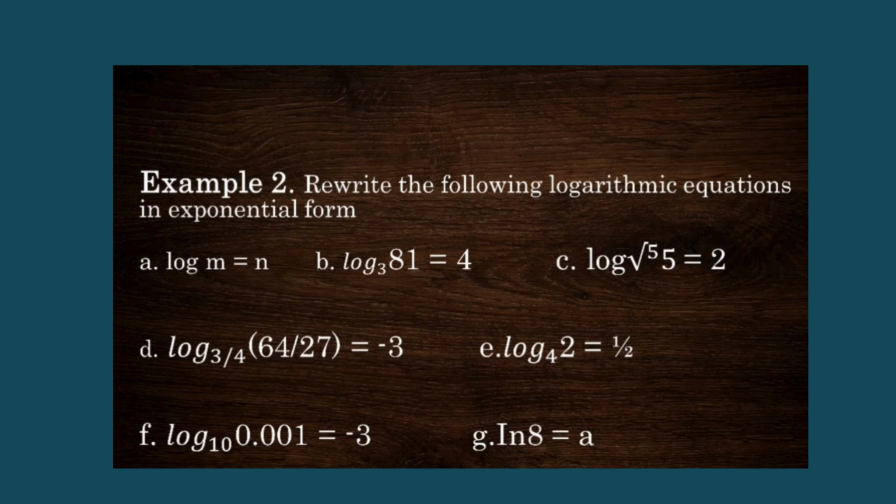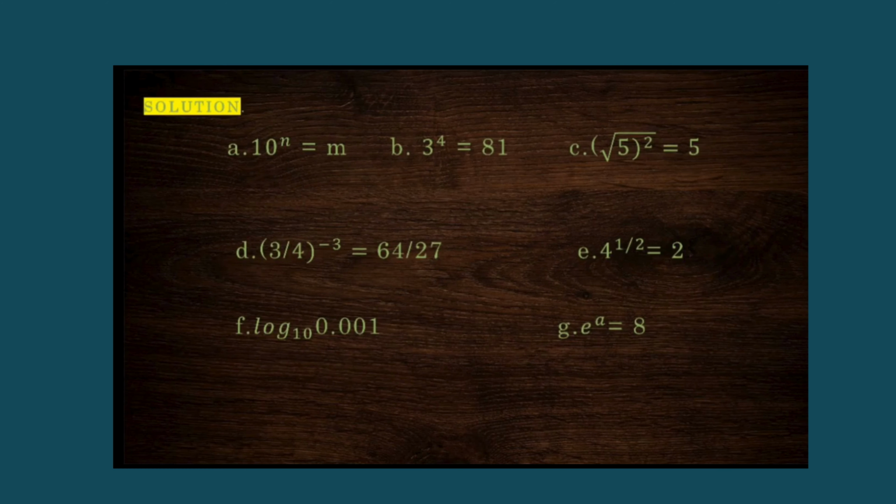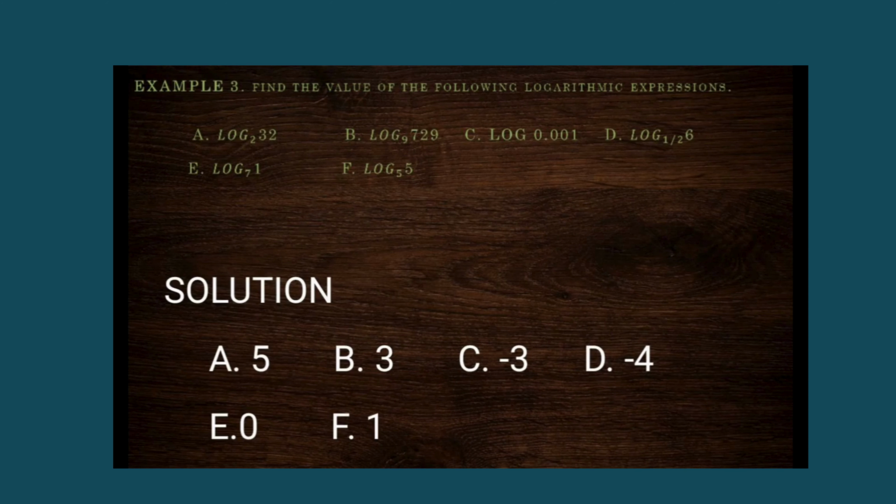In B we have log base 3 of 81 equals 4. So in exponential form, we write it as 3 to the power of 4 equals 81. So these are the answers in our problem of writing logarithmic equations in exponential form. Here we are going to find the value of the following logarithmic expressions. And below, we have the answer to each question in this example number 3.